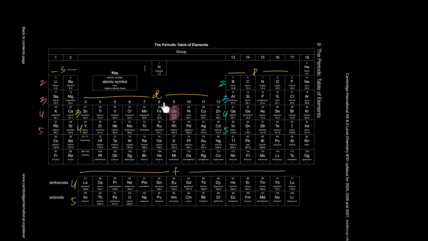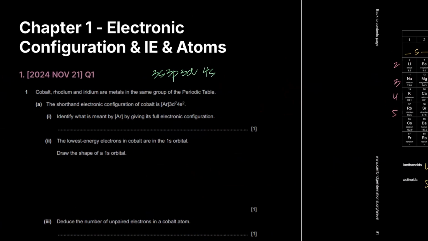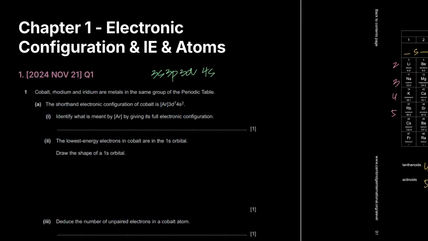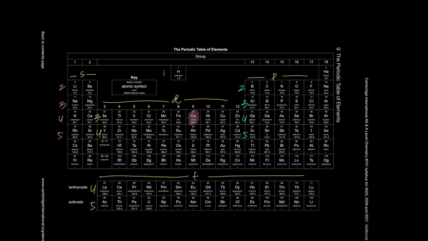So we established the fact that the examiner has written the correct electronic configuration, which is argon 4s2 3d7. And writing this argon means that the electronic configuration of cobalt right here is 1s2, 2s2, 2p6, 3s2, 3p6. That's the electronic configuration which you are telling the examiner by just writing argon, right? Now, the examiner says identify what is meant by argon by giving its full electronic configuration. So talk about the electronic configuration of argon.